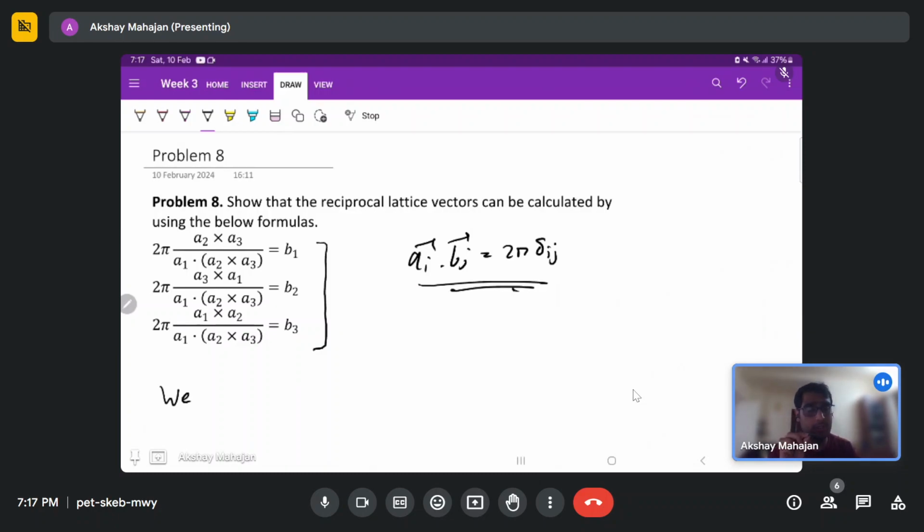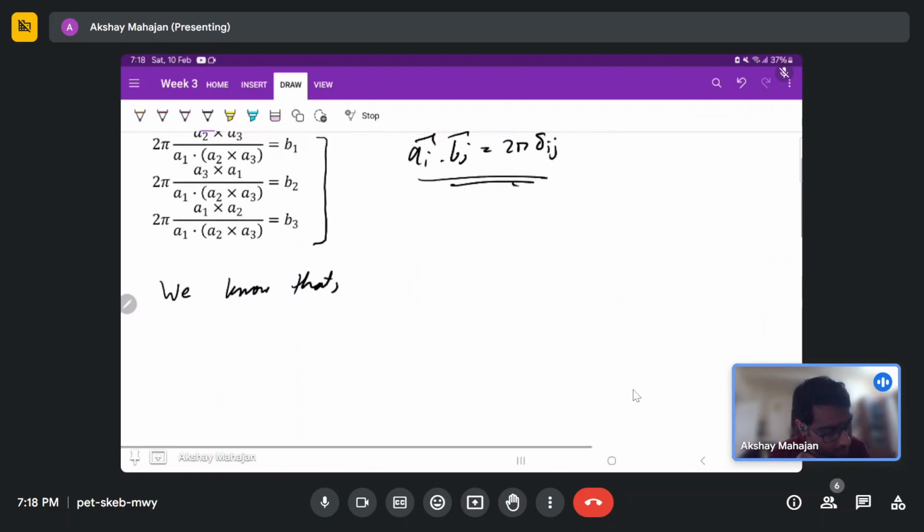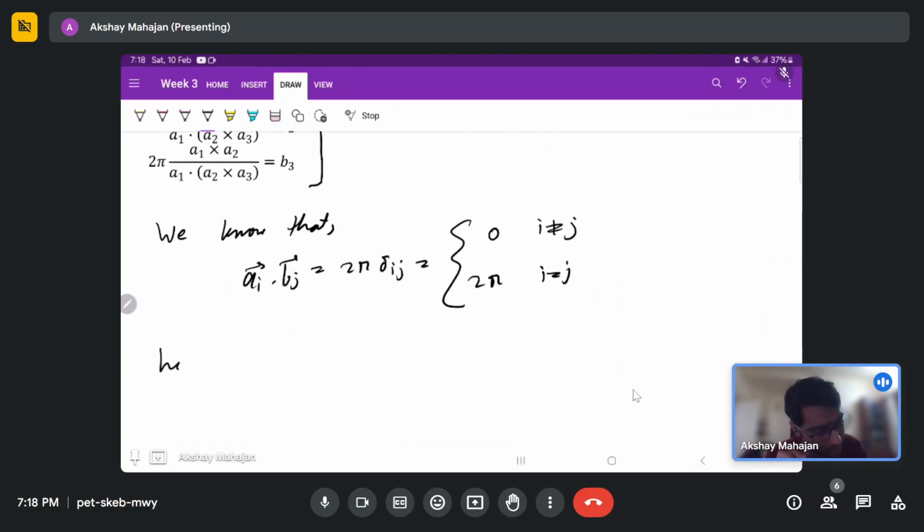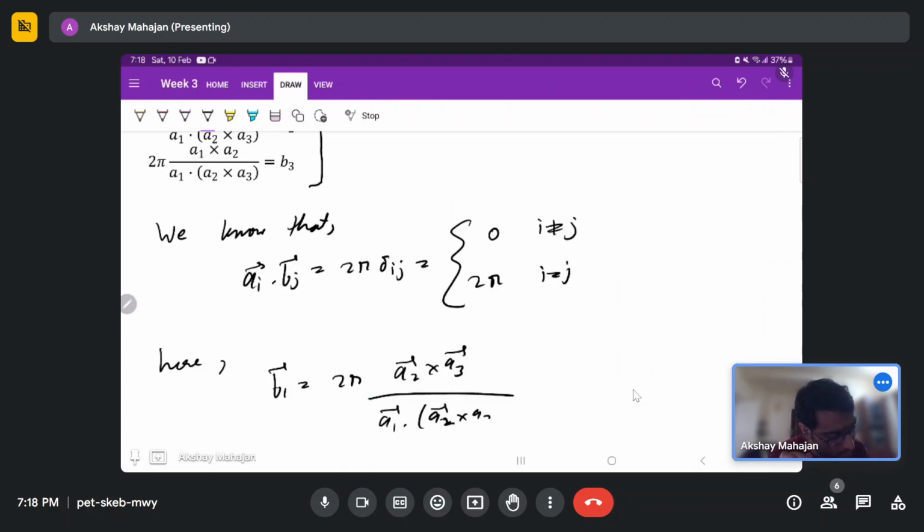We have to make sure that if we write b1 vector in this form, then b1 vector is going to satisfy these conditions, and similarly you can check it for b2 vector and b3 vector as well. Now again I will just write what we know. ai vector dot bj vector is equal to 2 pi times delta ij, which means it is equal to 0 for i not equal to j, and it is equal to 2 pi for i equal to j. And here we have b1 vector, given by 2 pi times a2 vector cross a3 vector divided by a1 vector dot a2 vector cross a3 vector.